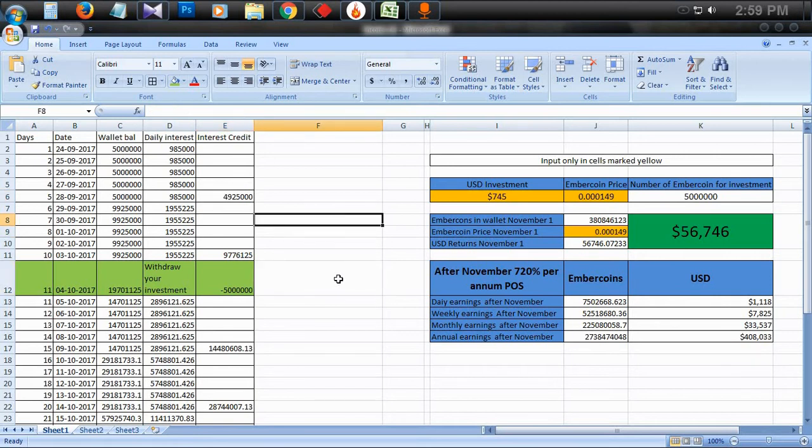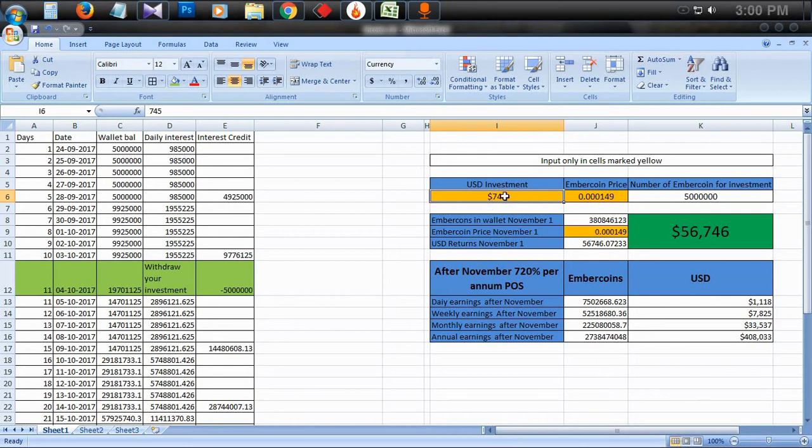So guys, I prefer this Excel for the users who are investing more than 5 million Embercoins into the wallet. For 5 million Embercoin staking weight, you'll be getting a reward once in 5 days. So that will be appropriate to my interest credit interval also. So guys, here you just need to change the values which are highlighted in yellow.